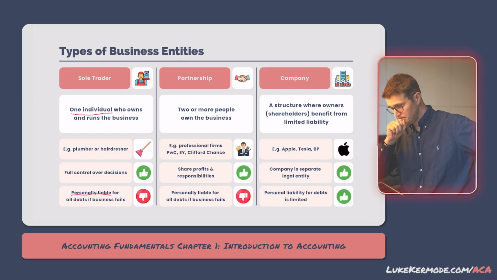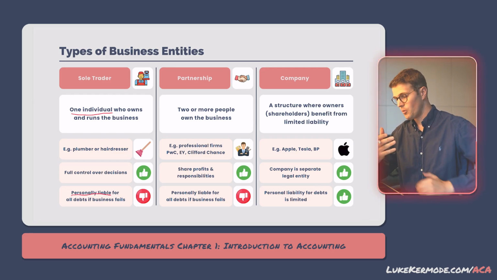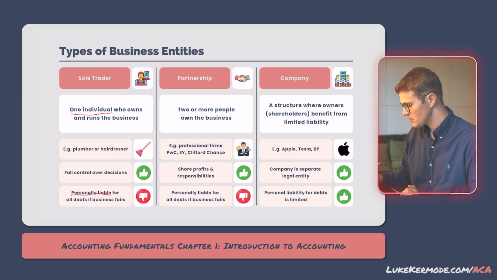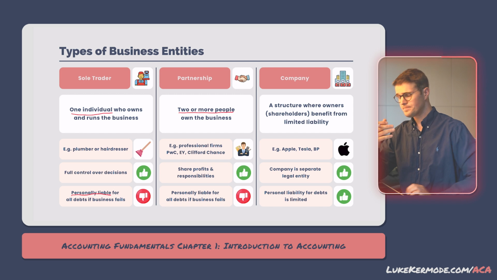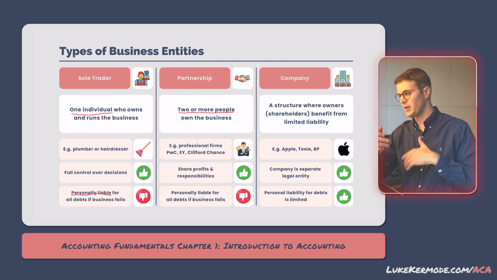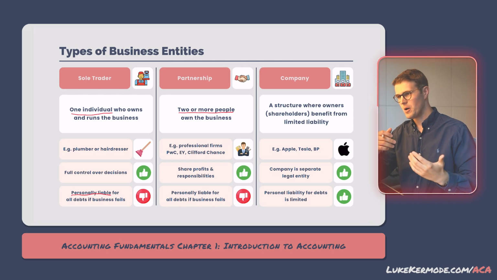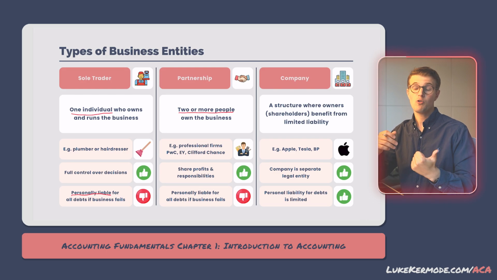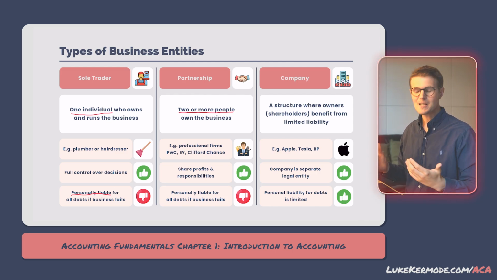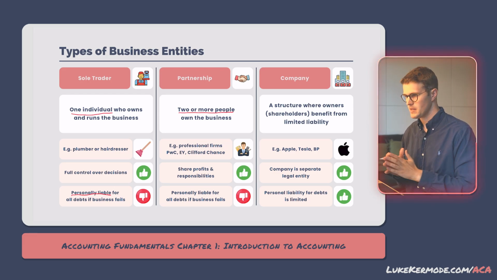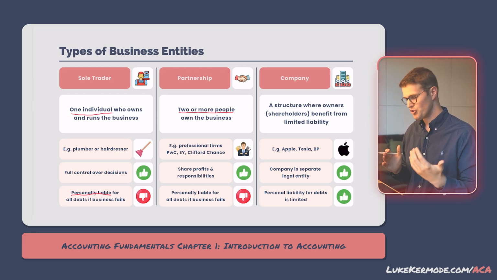Next, we have partnerships. This is where two or more people come together to run a business and share in both the risks and the rewards. Partnerships are particularly common in professional fields like accountancy firms, law firms, and there are two different types of partnerships. We have first general partnerships, which is where all of the partners share in the unlimited liability, and we also have what's called limited liability partnerships, or LLPs, where the partner's liability can be restricted.